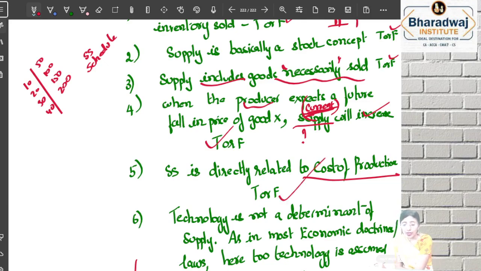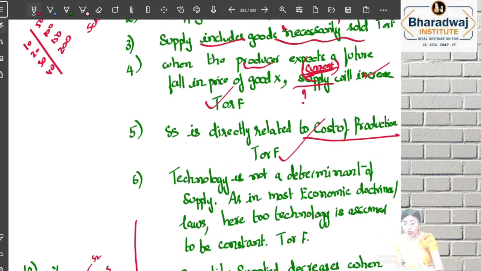Okay. Technology is not a determinant of supply. As in most economic doctrines and laws, here too technology is assumed. You have seen in the laws of production, the state of technology is constant. We give that, no? Like that, here too it is not a determinant. It is assumed to be constant. In many economic laws we don't take technology into consideration.